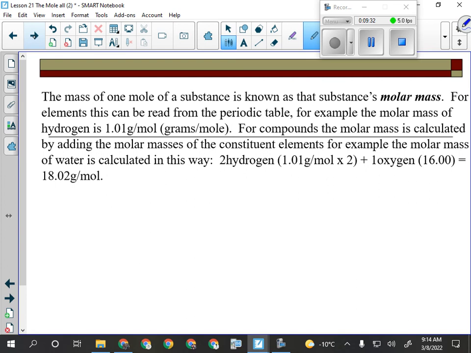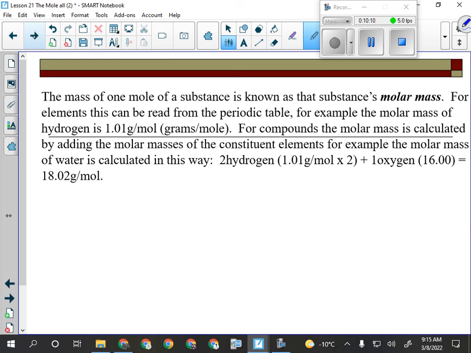So the mass of 1 mole of a substance is that substance's molar mass. As we were saying, if I have 6.02 times 10 to the 23 atoms of hydrogen, it'll have a mass of 1 gram. That's its molar mass. If I have 6.02 times 10 to the 23 particles of lithium, it'll have a mass of 6.941 grams. That's its molar mass. It's the mass of 1 mole of that material. Now, that's all well and good if you're looking at elements. I can just look them up off the periodic table. What do I do for compounds?